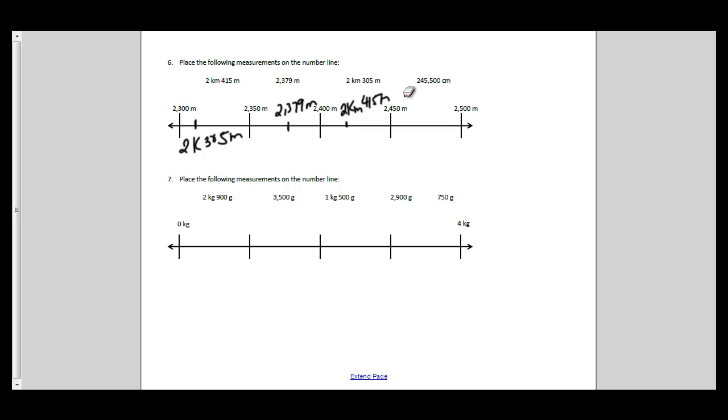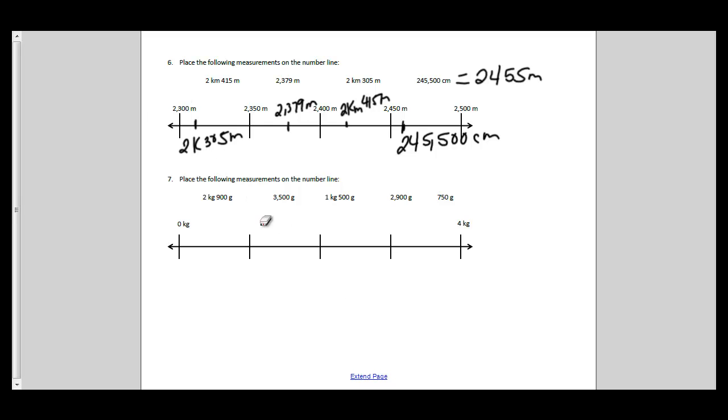Then here I have centimeters, and these are all meters. So remember that this is 100 times greater than meters. So if I go back, this would be 2,455 meters. So that would go about right here. I'm writing underneath of it because it's really hard for me to write small with this pen. Okay? See if you can do number 7 by yourself. It's the same exact thing.